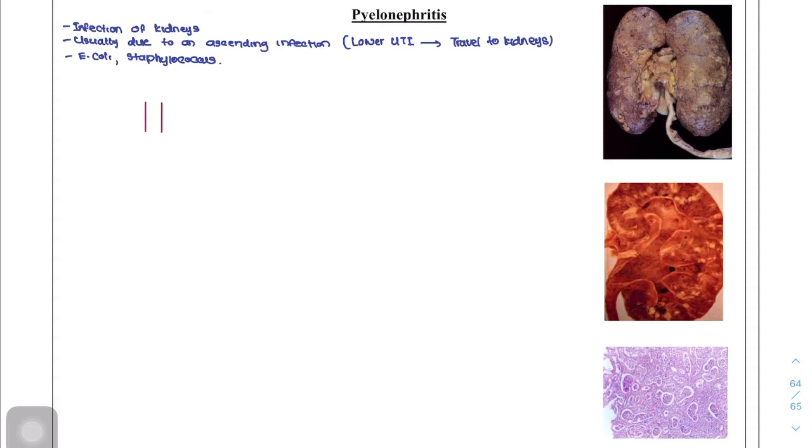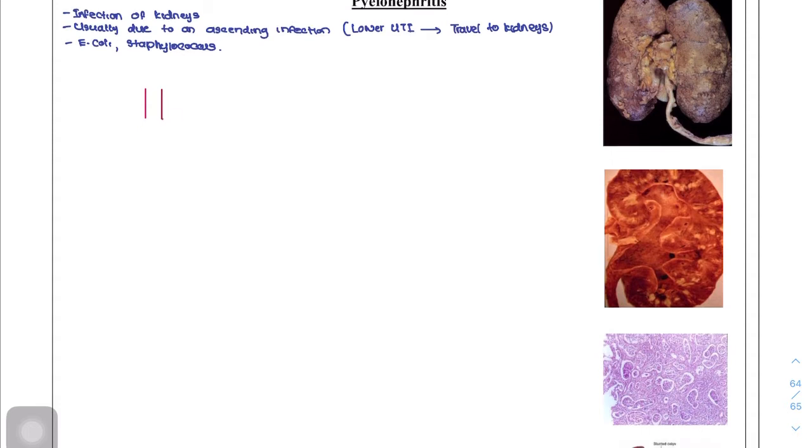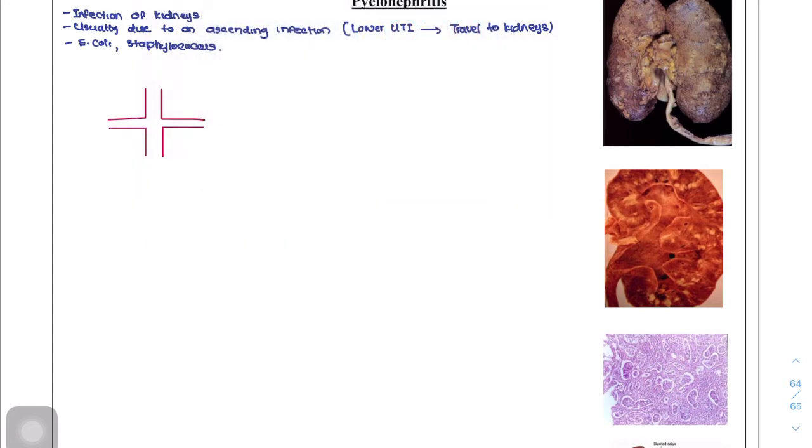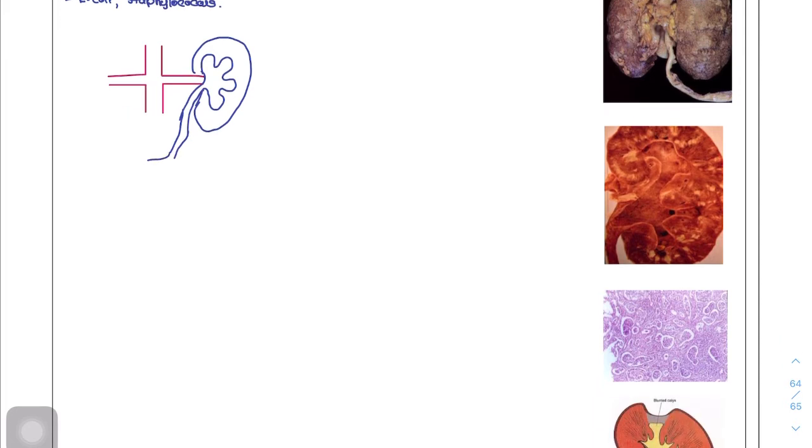This is going to be the descending aorta. These are the renal arteries. So I'm going to show you the two ways of spread. The most common one is always going to be ascending infections. This is our kidneys. These are the calyxes. The pelvis, the ureters. You have the bladder here. The urethra here.